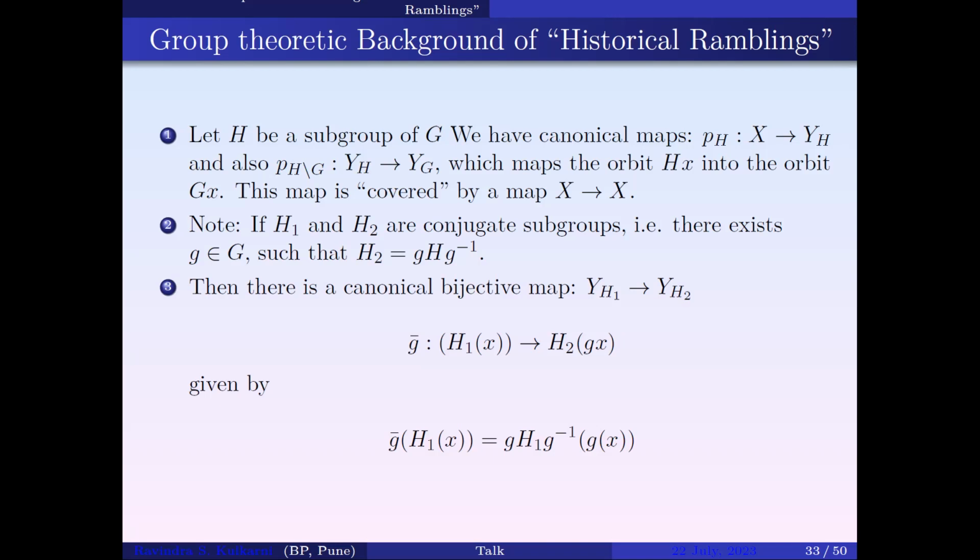This is equal to G H1 G inverse Gx, and G H1 G inverse is H2. So if x is going to little gx on X, then in the quotient space, this H1 orbit of x goes to H2 orbit of Gx. It's a completely natural map.